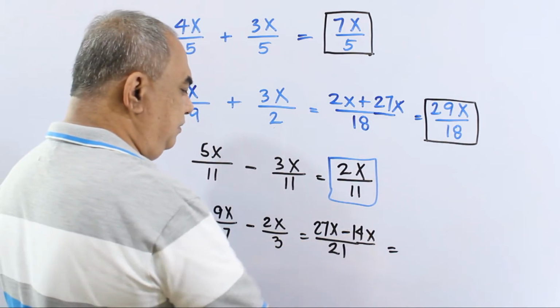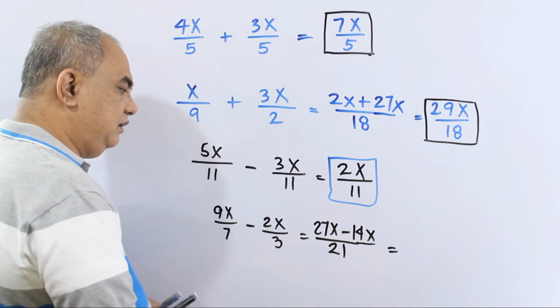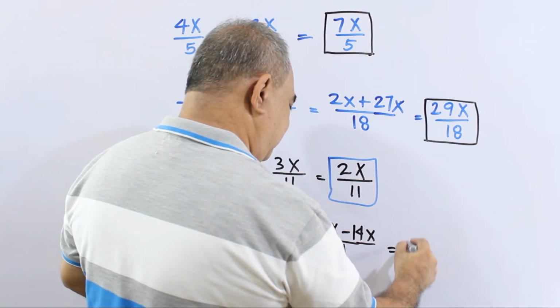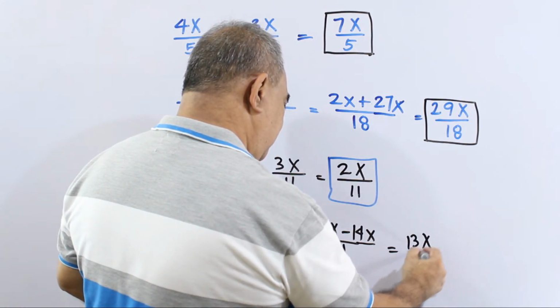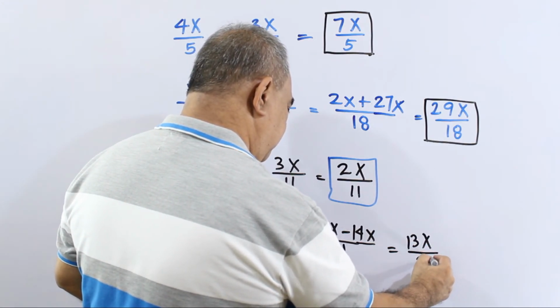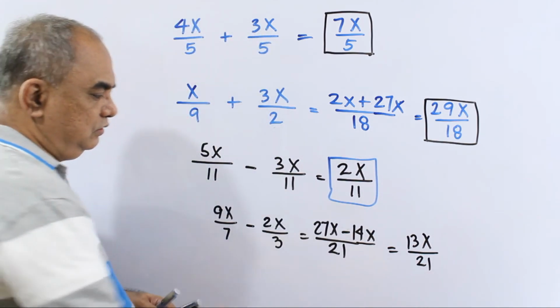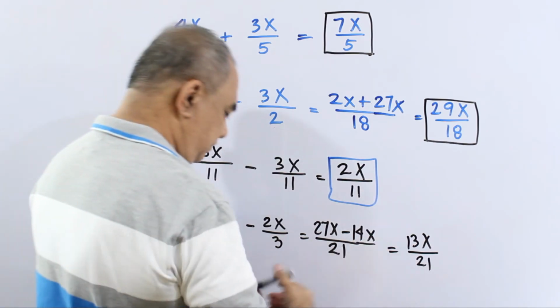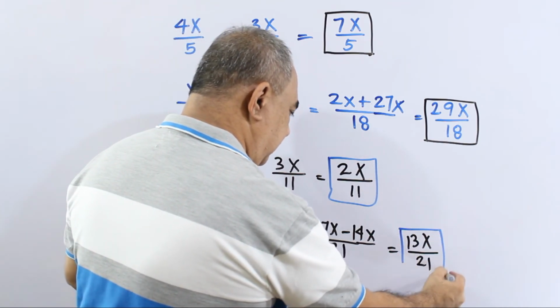So 27 minus 14, you have to be very careful in subtraction. And the answer there is 13x all over 21. Notice that this fraction cannot be reduced to lowest terms. So therefore, this is your final answer.